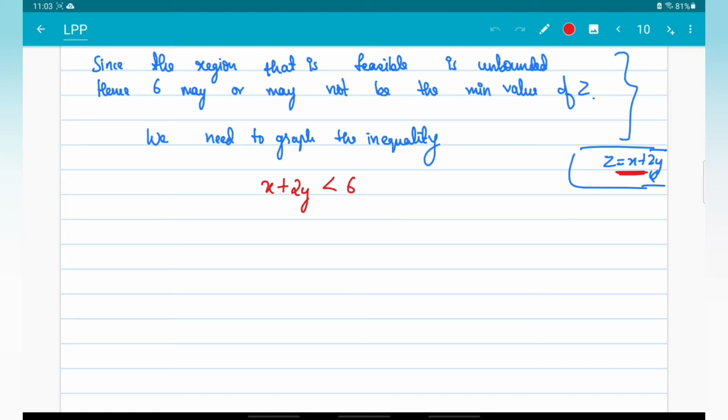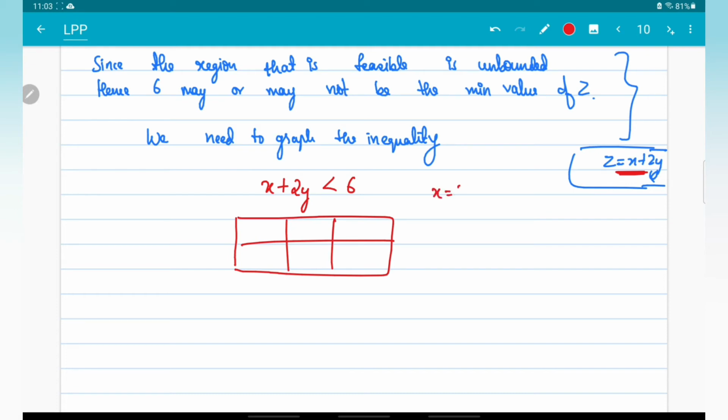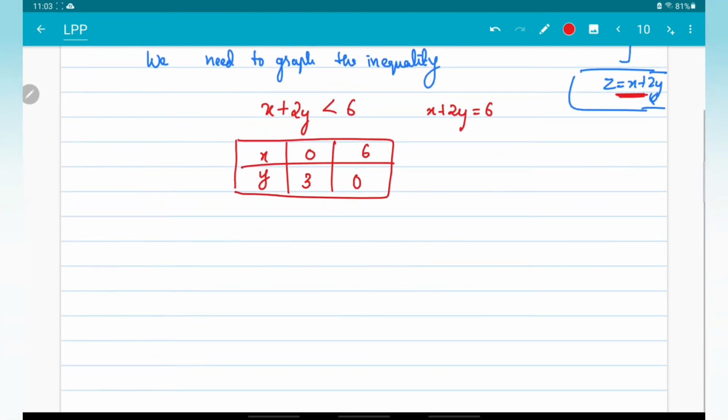So for that, first of all let us find the points. Now let us take this as x plus 2y is equal to 6. Let us consider this as an equation, x plus 2y is equal to 6. Now if I put x as 0 over here, then I get my value of y as 3. And if I put y as 0, then my value of x comes out to be 6. Now I'm going to take these points and I'm going to plot them on that same graph.